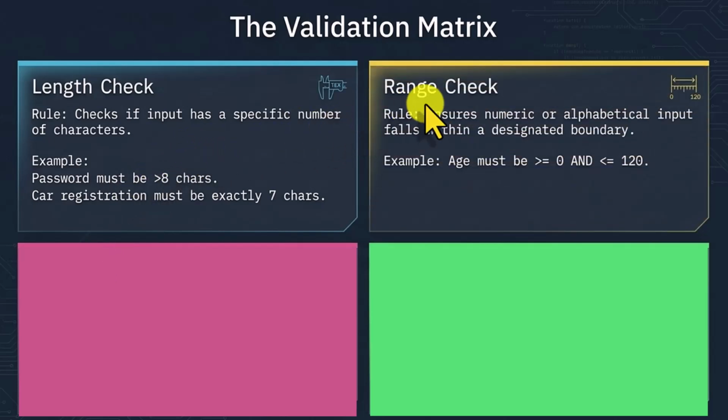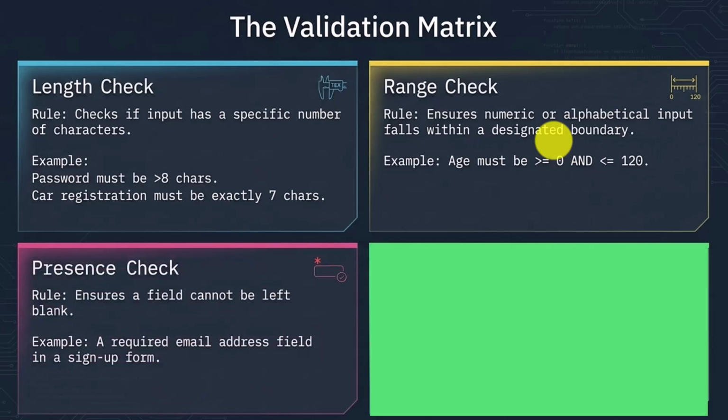The next one is range check. In the examples we gave, the age must be between 0 and 120, or a score cannot be lower than 0 or higher than 100. That is range check. The user should not enter any number outside the acceptable range. So range check ensures numeric or alphabetical input falls within a designated boundary.